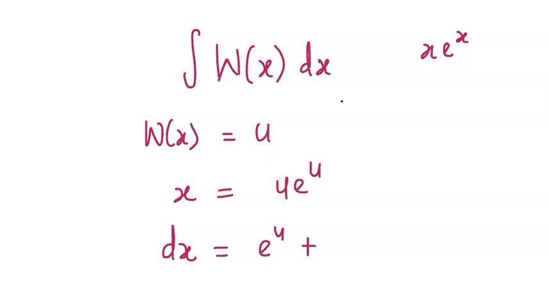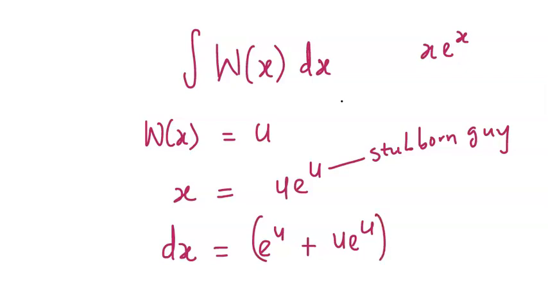Remember, I have a name for this guy. And what's that name? This guy is the stubborn guy, right? You know about that? He's a very stubborn guy. Therefore, its derivative remains the same. So we're going to have u times e to the power of u, and then we have our du, right?